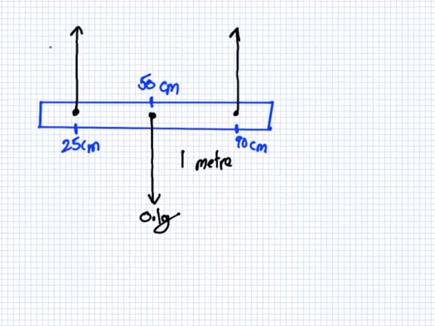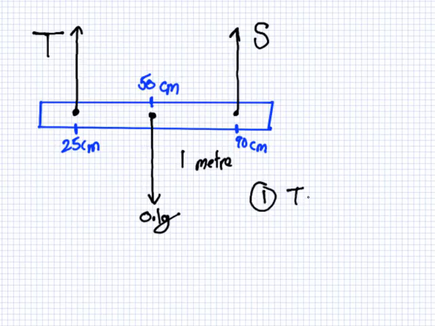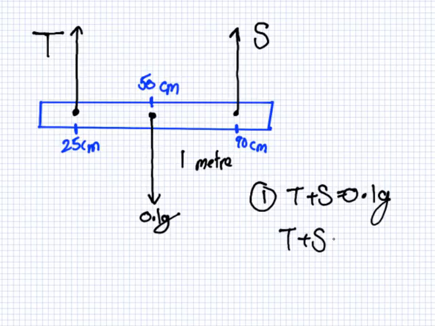So, this force, we don't know. I'll call it T. This force, we don't know. I'll call it S. I know, equation 1, T plus S should equal 0.1 G. Or in other words, T plus S should equal 0.981 newtons. Yeah, so this is my first equation.